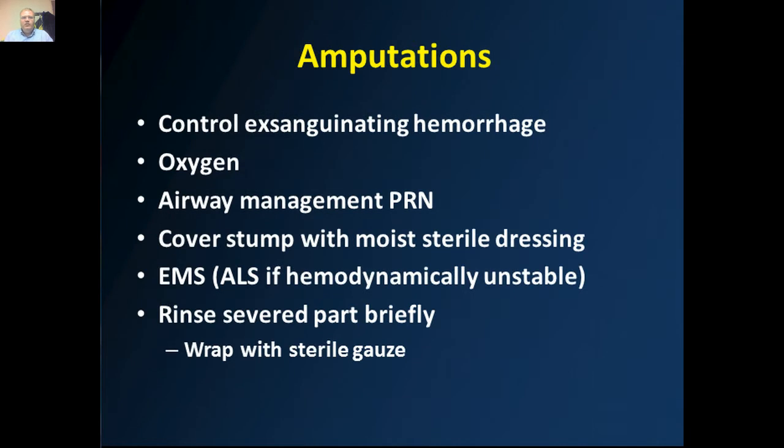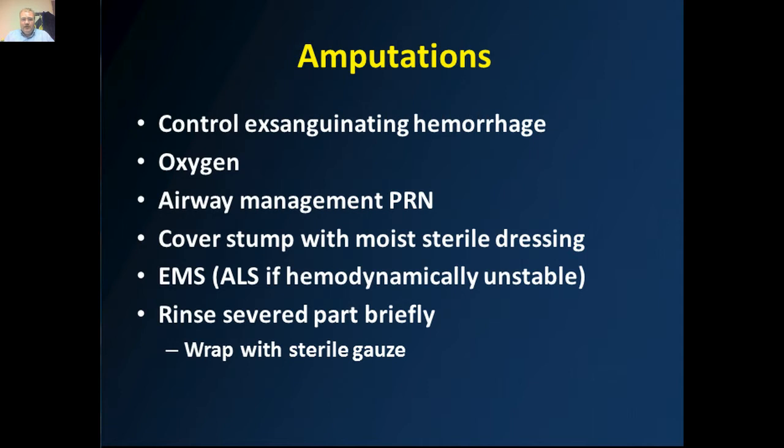If you've got an amputation, first thing to do is control exsanguinating hemorrhage or extreme hemorrhage. If they're bleeding to death, they can bleed to death in under a minute from that. So you need to control that bleeding. And we start with direct pressure, and if that doesn't work, we go immediately to a proximal tourniquet, and that's a skill that we'll practice. Put them on oxygen. Airway management is needed. And note that controlling bleeding comes first. They will die sooner of uncontrolled extreme bleeding than they will of airway compromise, so you've got to stop that bleeding. You want to cover the stump with a moist, sterile dressing, and you need to request EMS.